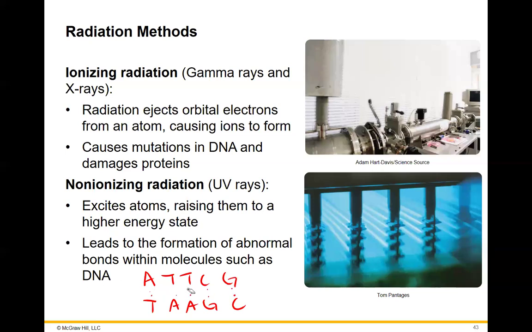What happens is we will excite, usually it's the T's, and they will come and bind to each other instead of to the A's. Because they bind to each other, they can't bind to the A's. And so that becomes a problem. You can see how the structure of the DNA is now compromised. Those are called thymine dimers.